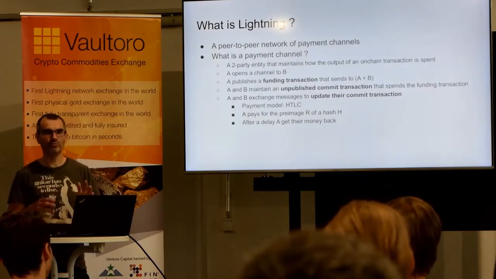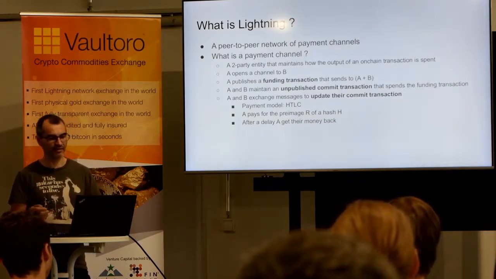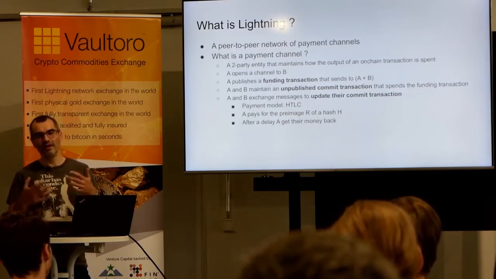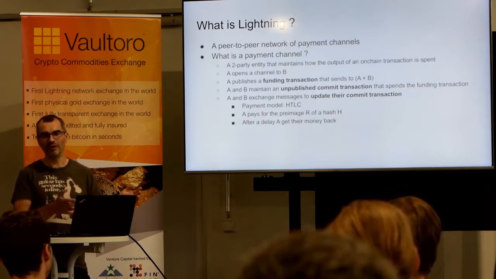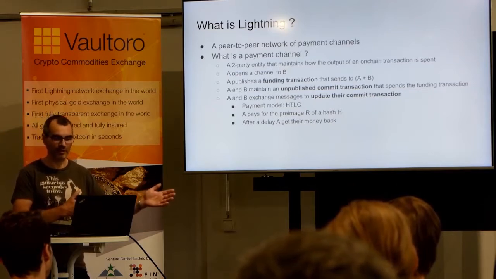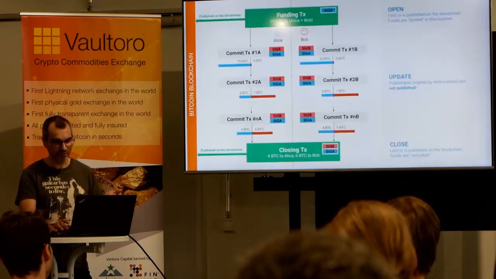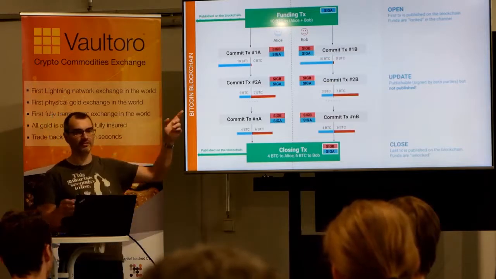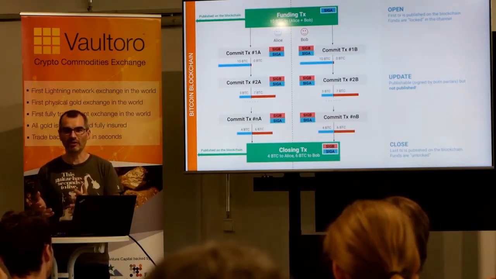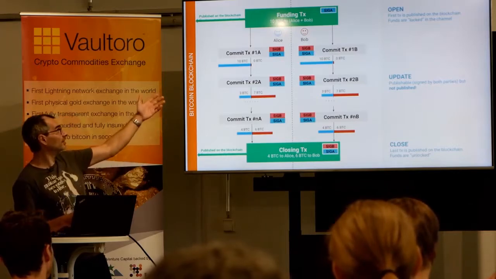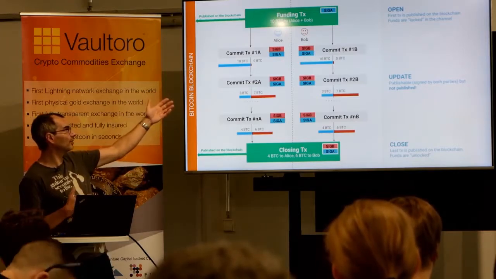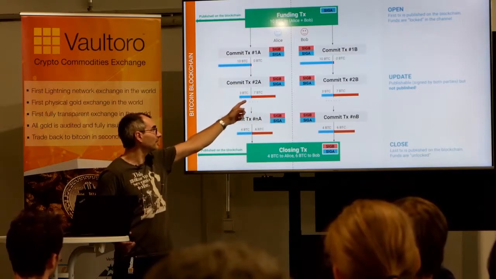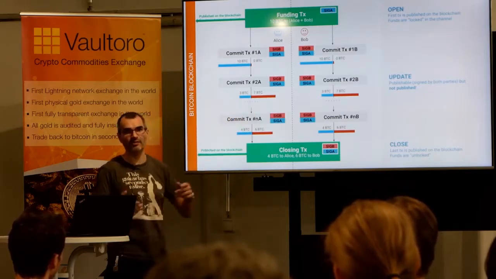So what is Lightning? Briefly, Lightning is a network of payment channels, and a payment channel is basically an unpublished transaction that spends from a funding transaction that is published. And everything about Lightning is how you update your state, how you update that transaction that is not published, that is your pending commitment transaction. So in this case, Alice opens a channel to Bob, she has 10 bitcoins and Bob has nothing, and when she pays Bob, she's actually changing the way the balance is split between Alice and Bob. That's what Lightning is about.